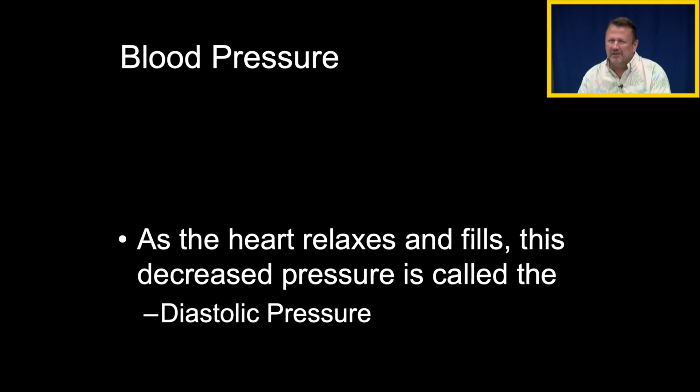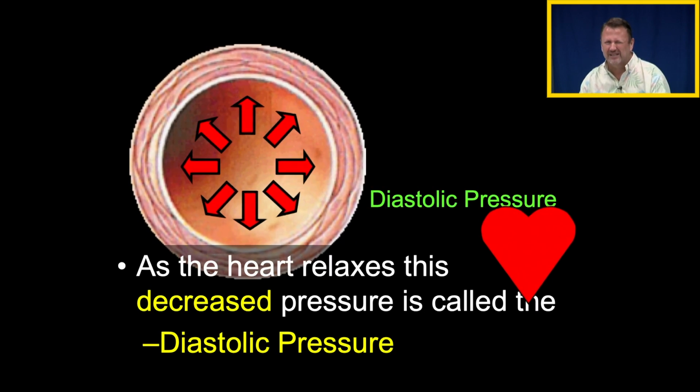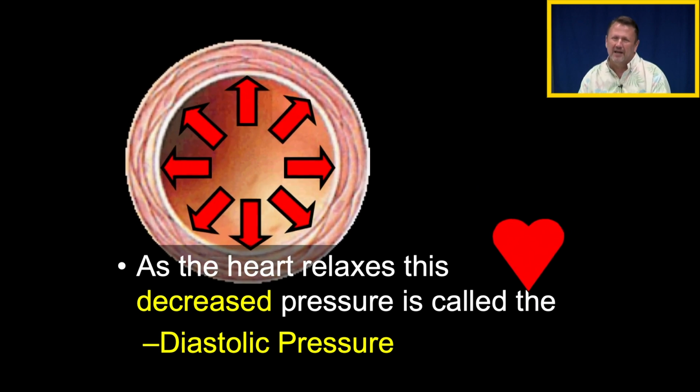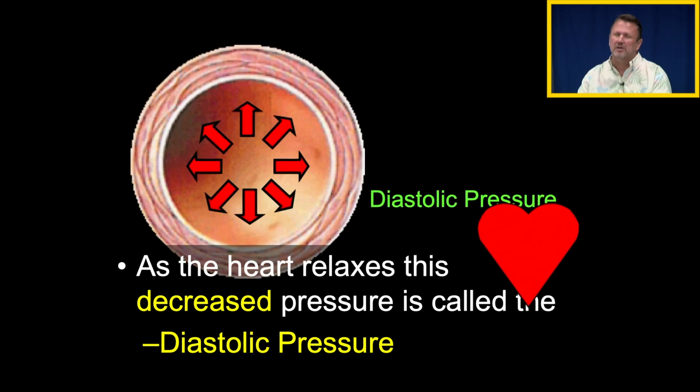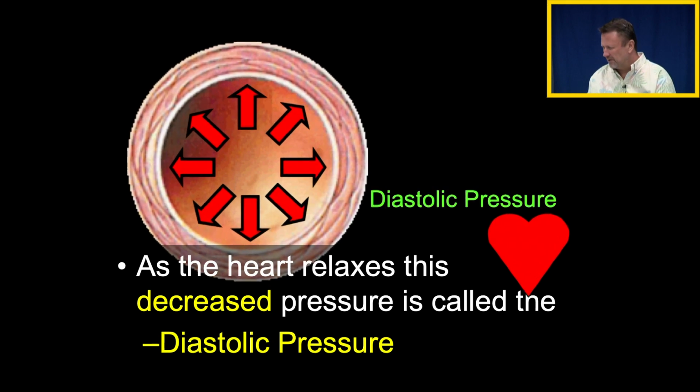All right, as the heart relaxes, the arterial pressure does not go to zero, not unless somebody's in really bad shape. If they have very poor mean arterial pressure, their diastolic pressure might be as close to zero as we can stand. But the truth is, the diastolic pressure is not zero. There is pressure inside of those arteries even as the heart is relaxing and filling, and that's called diastolic pressure. That's the lesser of the two numbers. The diastolic pressure is always the lower number, because the heart is relaxing and there's not as much pressure on the inside of the walls of the arteries.